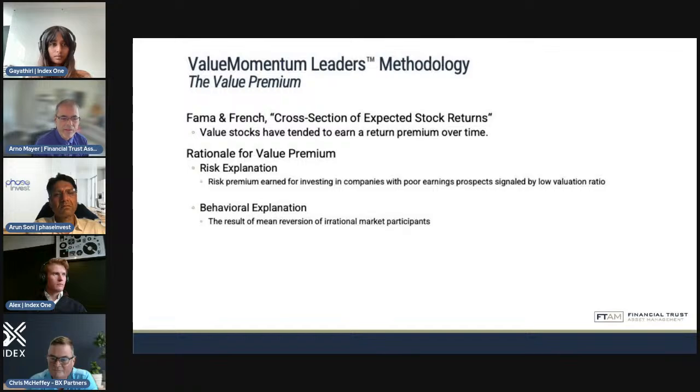Next is the behavioral aspect. And it's really the result of mean reversion of irrational market participants. You all have probably seen this many times. A stock comes out and has a short-term earnings miss, and the stock really gets pushed down dramatically.